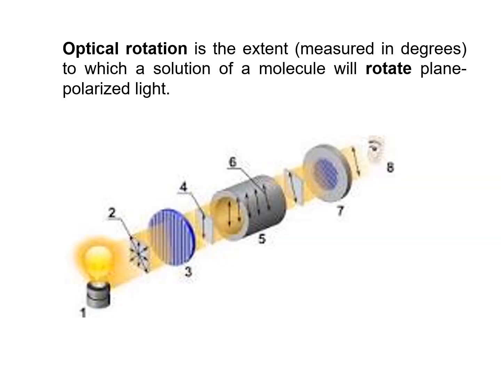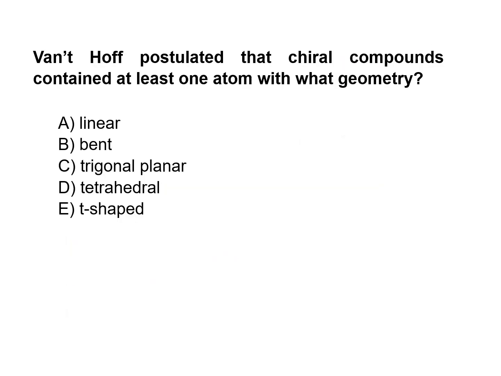And remember that optical rotation is the extent, measured in degrees, to which a solution of a molecule will rotate plane polarized light. So here you have the light and you have the chemicals, and this will show how much this substance, this molecule, will rotate. So that was the key factor that we were looking for. Now stop this one, again stop the video and try to answer this question.